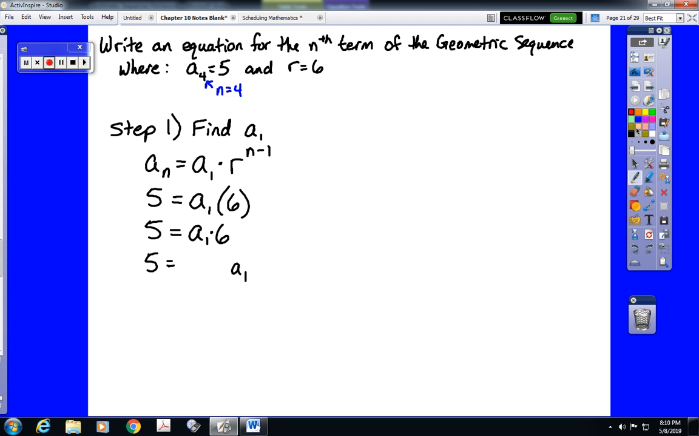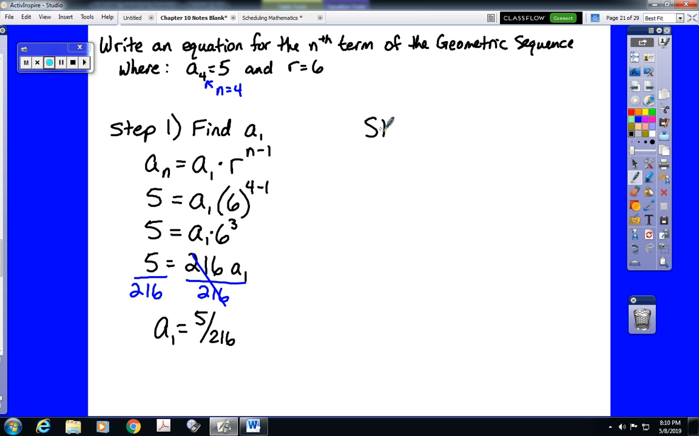N is not 5. N is 4. That should be 4 minus 1 or 6 to the 3rd. 6 to the 3rd is 216. So, again, we've gotten it to this point. This point is a one-step equation. We need to divide by 216. But Mr. Wills, 5 divided by 216 is an ugly fraction. So what? You're not calculating anything with it. You just need to know that the first term is 5 over 216.